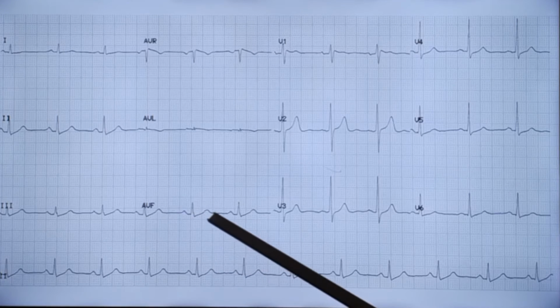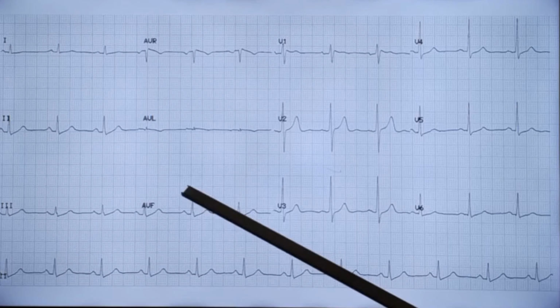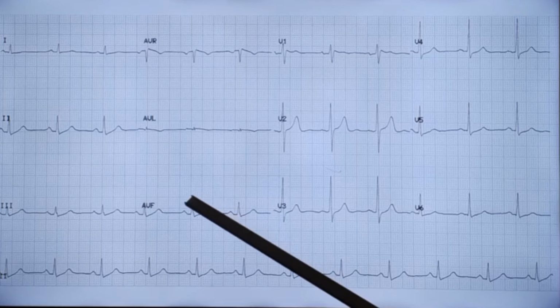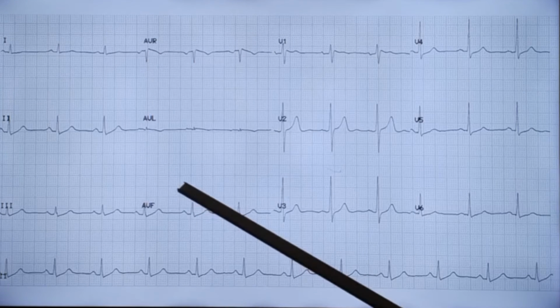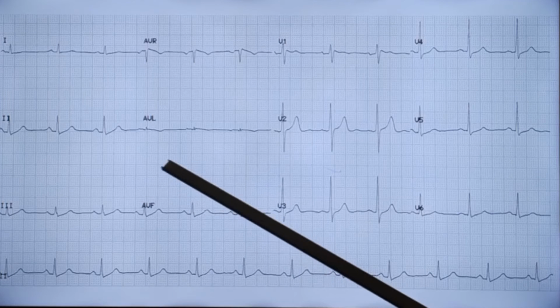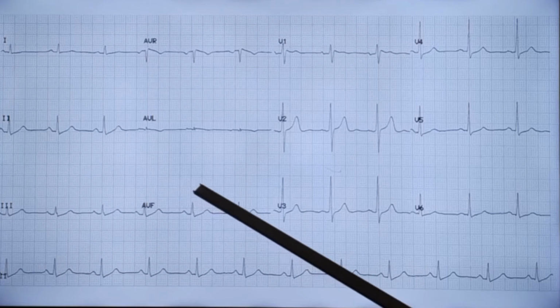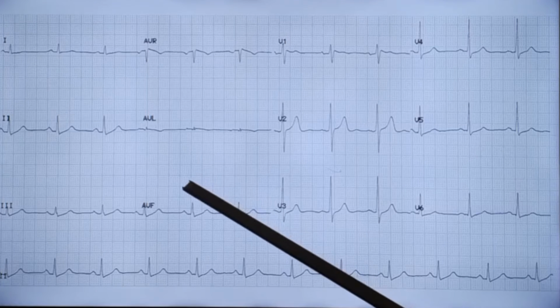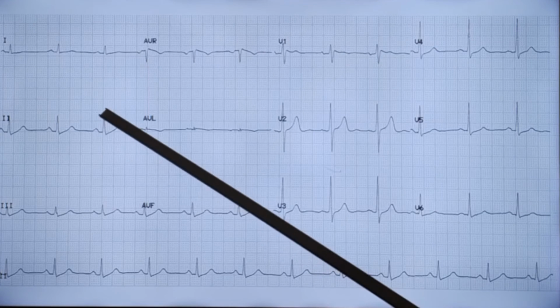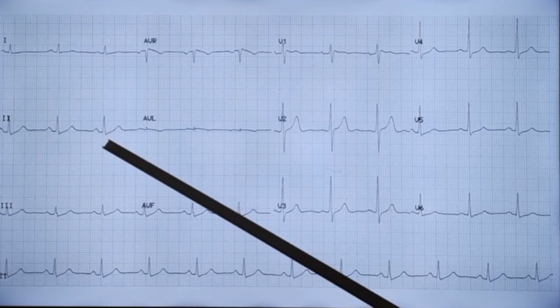An initial negative deflection is known as the Q wave. A deflection which is positive after the Q wave is called the R wave. And even if there is no Q wave, the first positive deflection is the R wave. A negative deflection coming after a positive deflection will be the S wave.